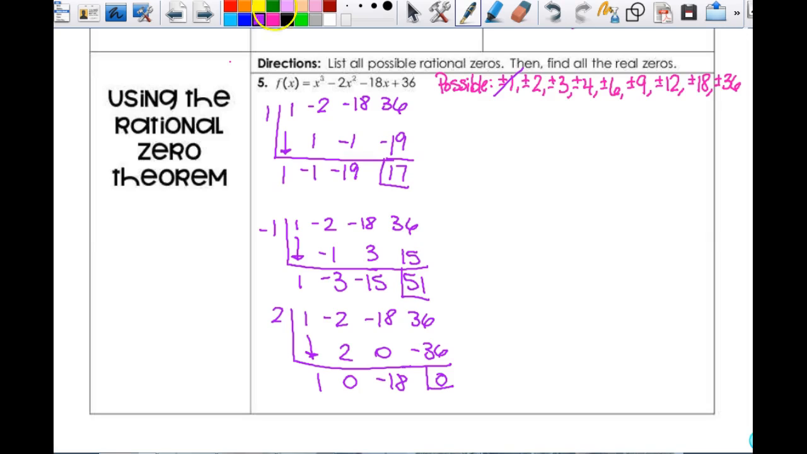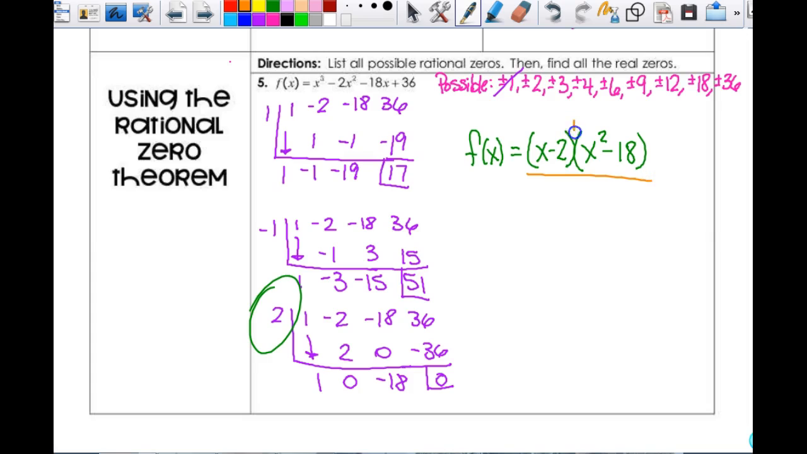That means that I know that f of x equals, since my 0 is 2, my binomial would be what? x minus 2. And then that leaves me with what down here? x squared minus 18. Can I factor this anymore? No. Okay, can't factor it anymore because this is not a difference of 2 squares, right? So I need to solve it at this point.